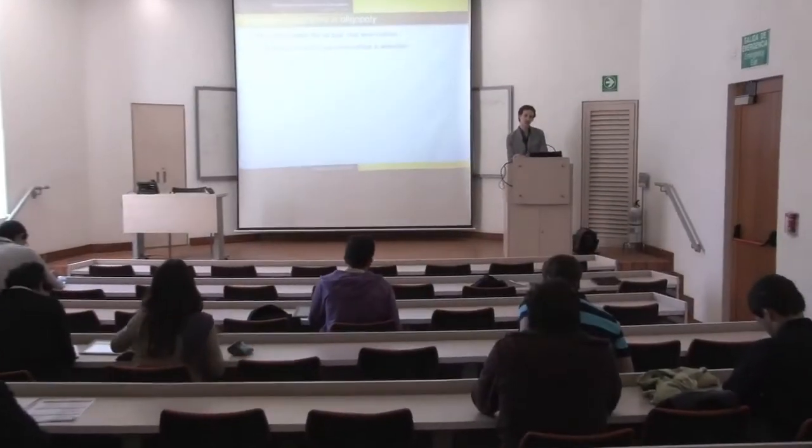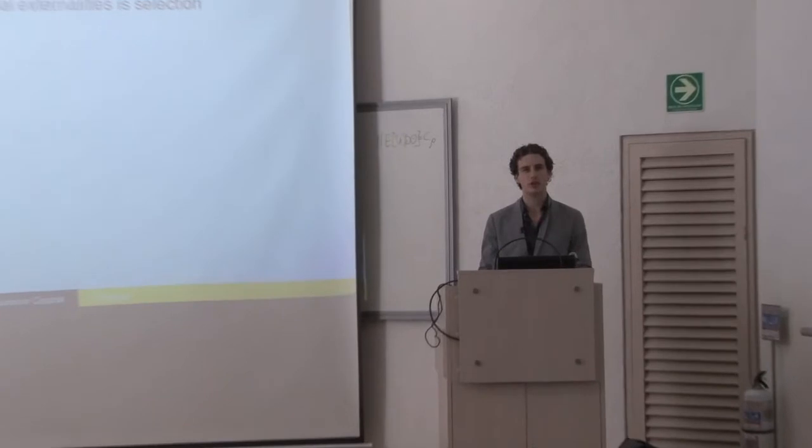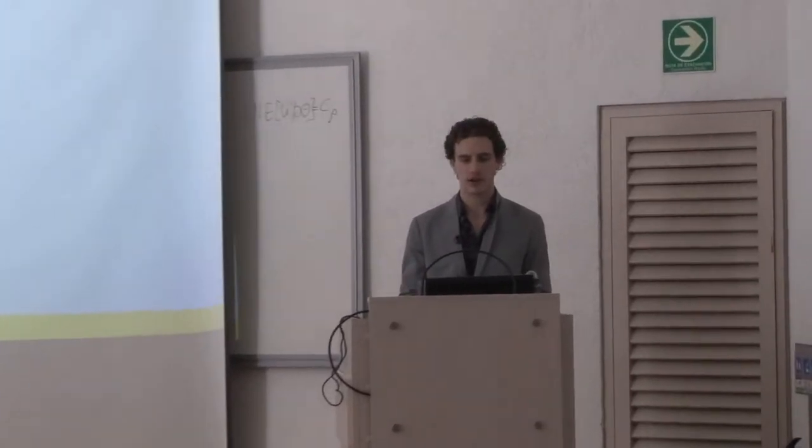Another example of this type of real externality is the selection distortion that we talked about last Friday. So we studied the comparison between free entry and average cost pricing. Now I want to put this into an oligopoly model. So let's suppose that each firm gets a representative sample of the population. That's just the natural extension of our symmetry assumption from before.